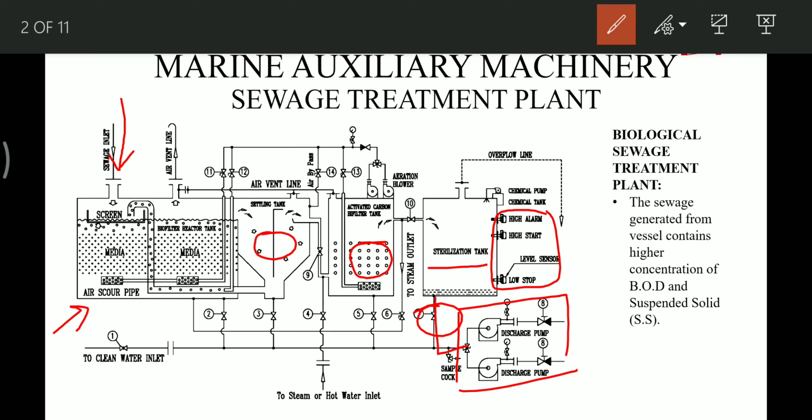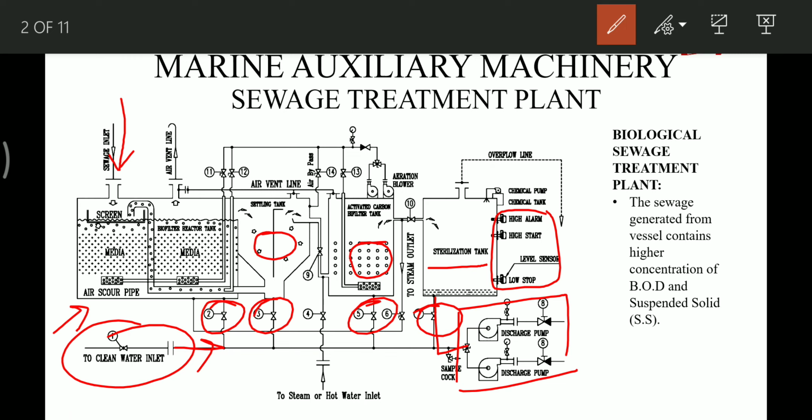All the compartments are provided with a pipe at the bottom with a valve, as we can see over here. So these valves are provided so that this plant can be cleaned by this seawater line which is provided over here. So this seawater can be used for cleaning purpose or backflushing this plant.